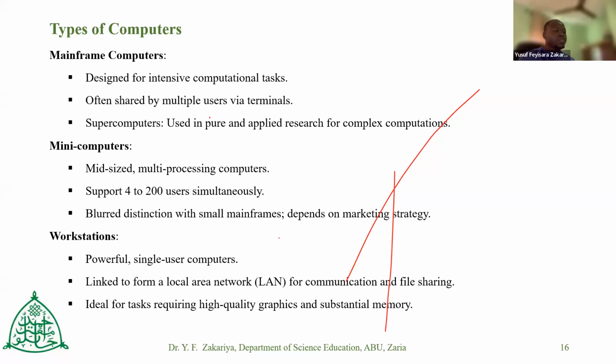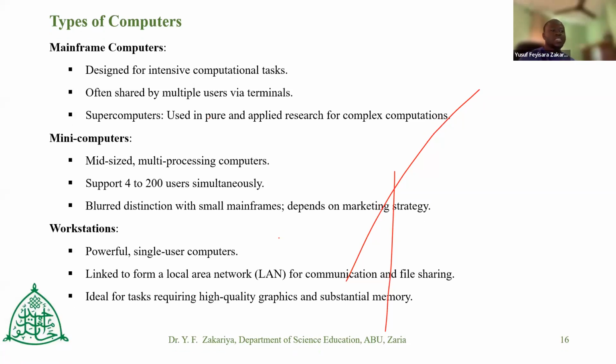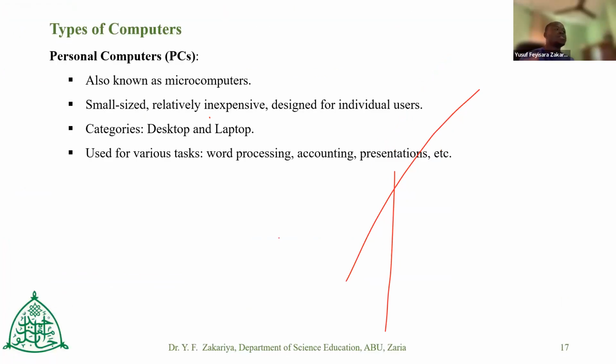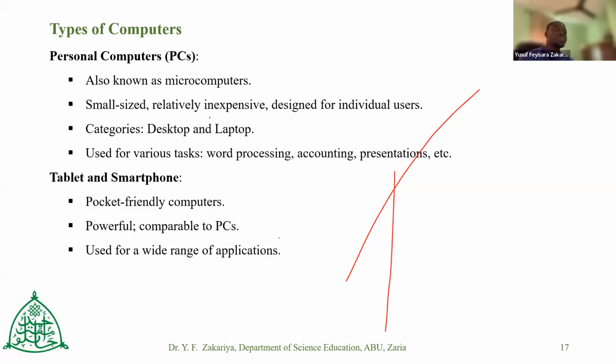Then workstations are ideal for tasks requiring high quality graphics and substantial memory. Then also we have the personal computers. Some people call them microcomputers, or you can even call them workstations as well. They are also small in size, only for a single user, and desktops and laptops fall into this category. They are used for various tasks: you can do word processing, accounting, presentations, and this kind of class using your computer. Now I'm using my computer for this lesson.